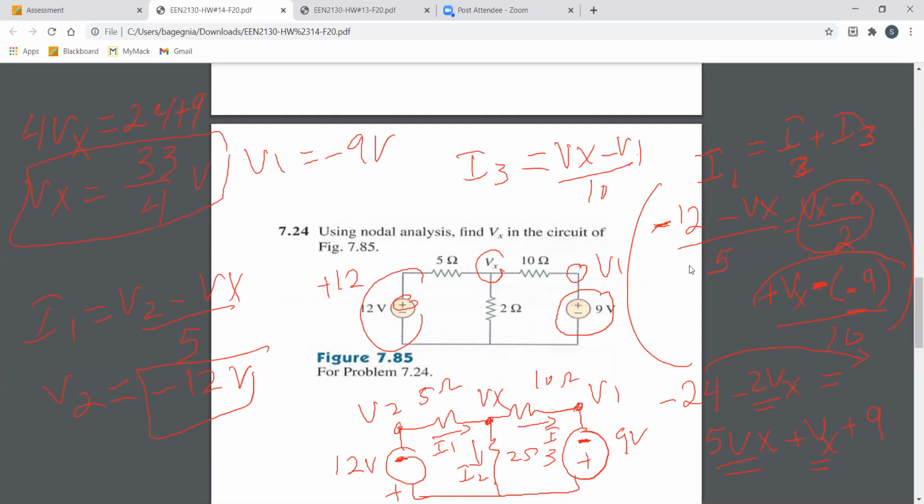Okay. So again, if we change the polarity in both of them, then the answer would be the same. If we don't change it, like in this example here on this homework problem, then I1 will be 12 minus Vx, and then I3 will be Vx minus 9. Okay. Is this clear, guys?